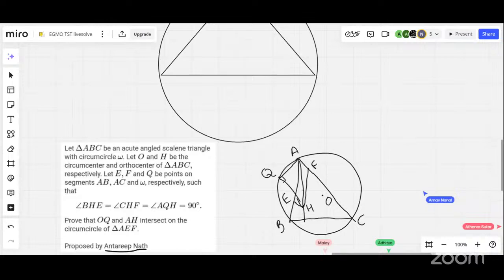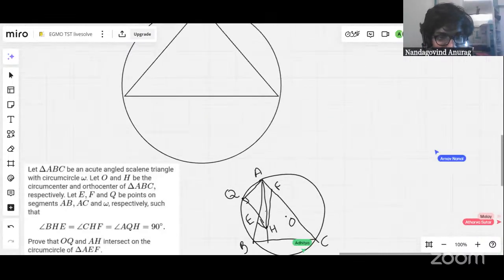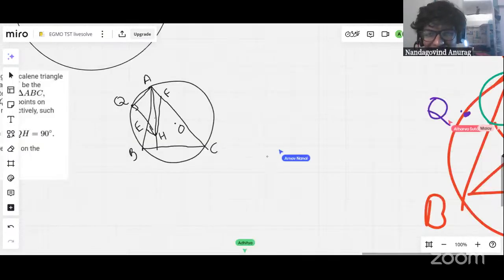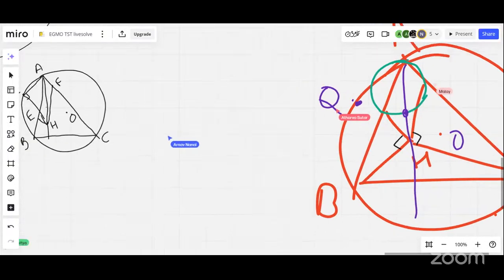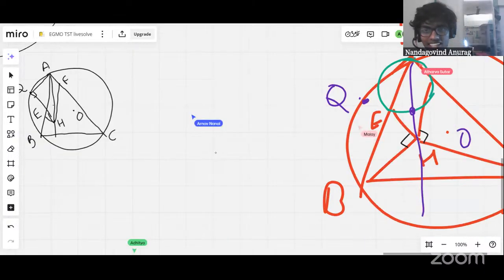This is AQ and O. Yeah, OQ and AH have to meet on the circumcircle. Wait, this is E. I think this is E. This is F. Wait, OQ. Oh, wait, on AEF. Yes.